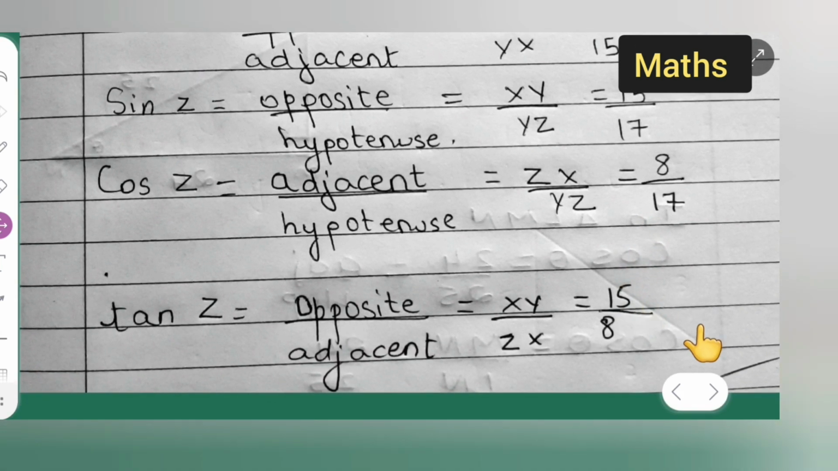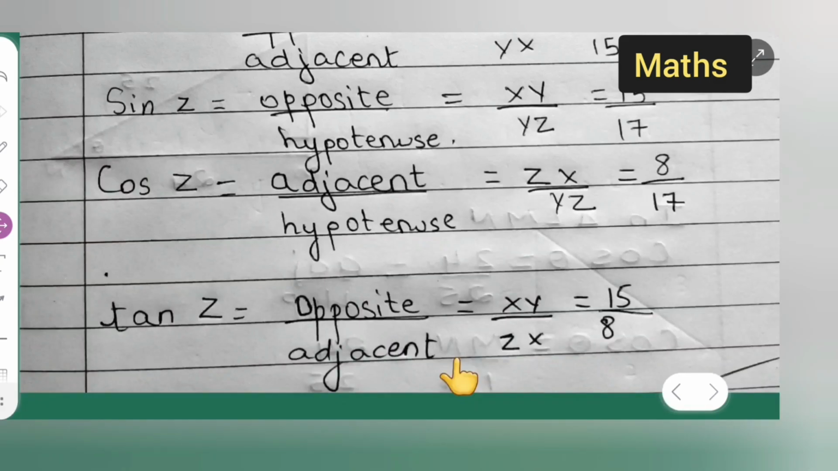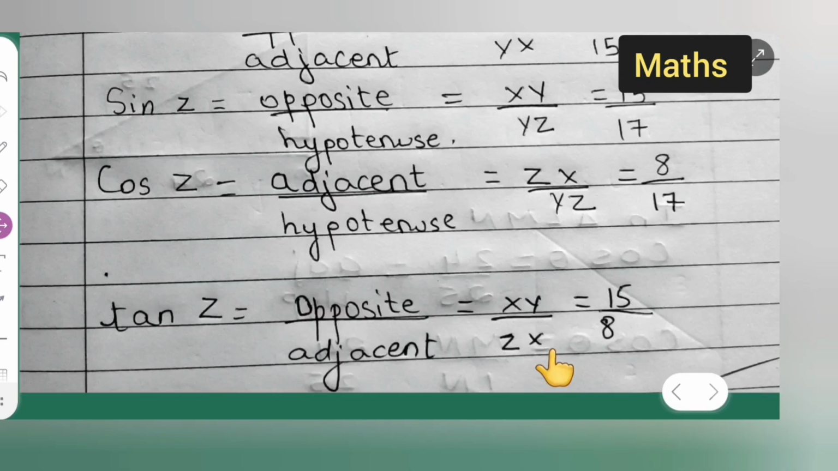Next, let us see tan z. Tan z is the opposite side of angle z upon the adjacent side of angle z. The opposite side is XY and the adjacent side is XZ. So XY upon XZ, which is 15 upon 8. So you all got 15 upon 8.